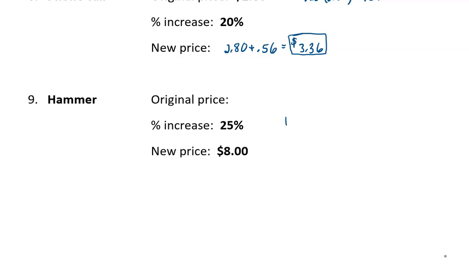125% in its decimal form is 1.25. We don't know what the original price is, so I'm going to put an X there. And that is, or is equal to, the new price. This right here is 125%. The letter X is representing our unknown original price, and the 8 is our new price. So once again, this equation is saying 125% of the original price is the new price. Now we can divide both sides by 1.25 to get the answer for X.